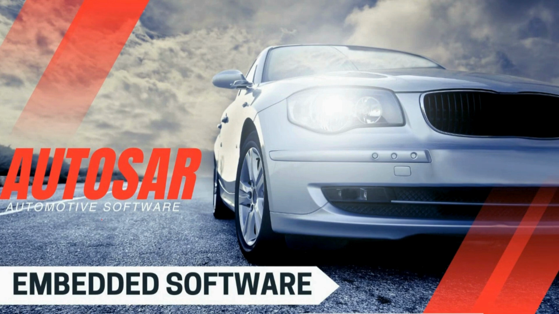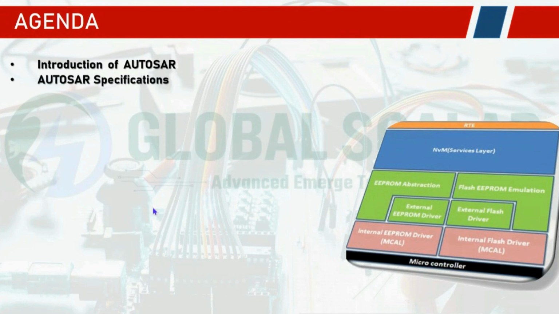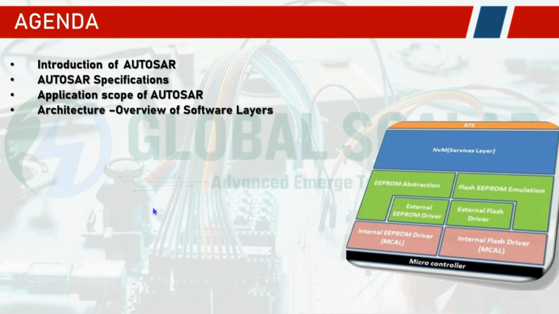Autosar is the automotive software specifically used for configuring the framework. To understand Autosar in detail, the agenda is the introduction of the Autosar specification, the application scope of Autosar, and the architecture overview of the software layers.